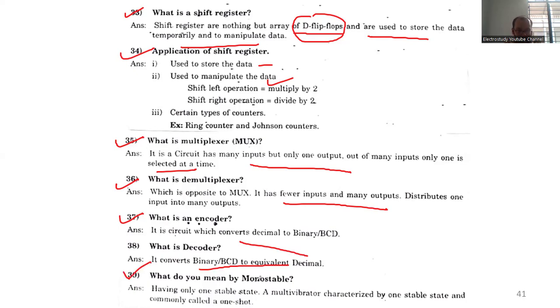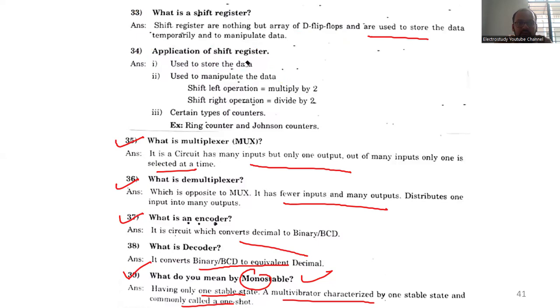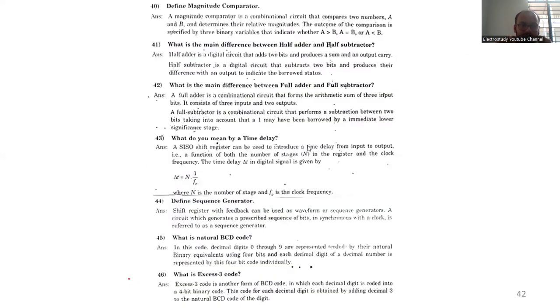What do you mean by monostable? Only one stable state. A multivibrator characterized by only one stable state is commonly called monostable. Mono means one. That is why it is called a monostable circuit. Monostable and bistable: if two stable states are there, then we call it a bistable circuit. You might have done monostable circuit, bistable circuit, etc.